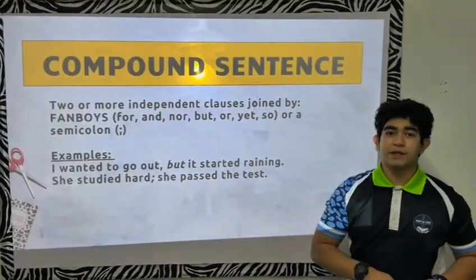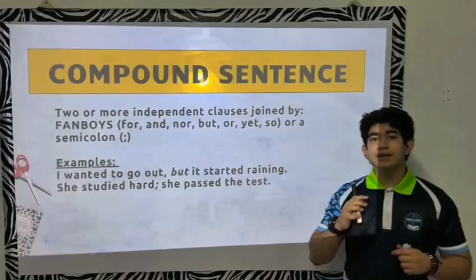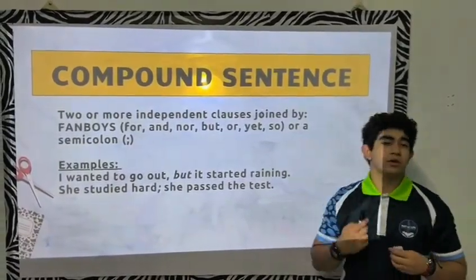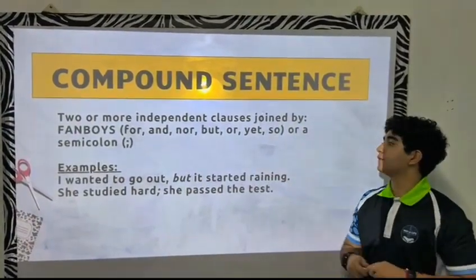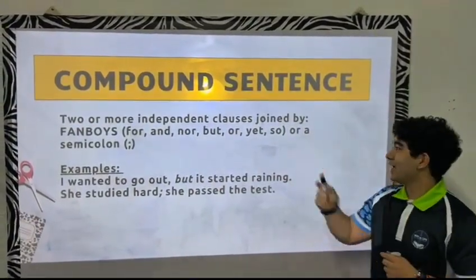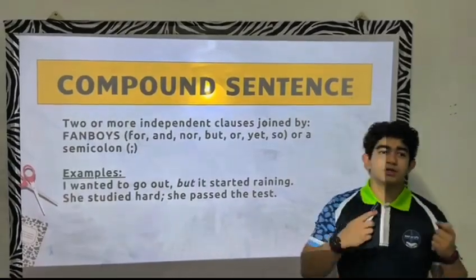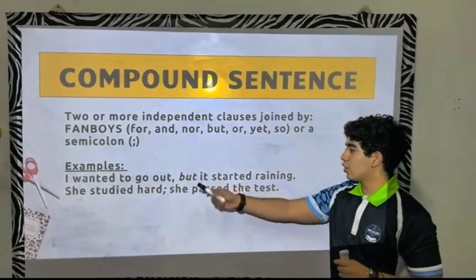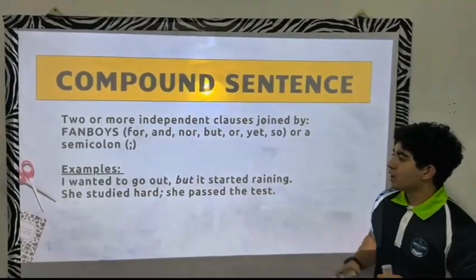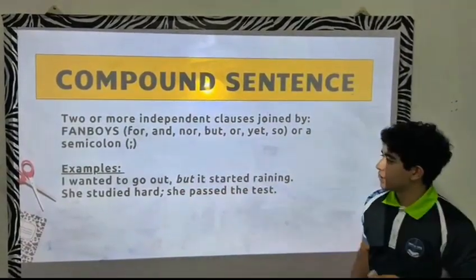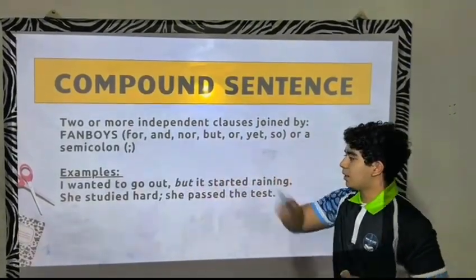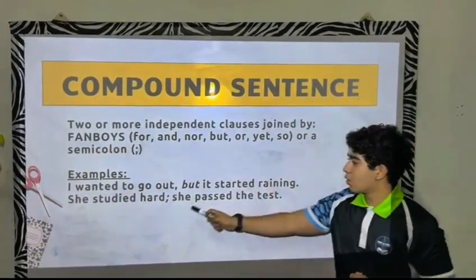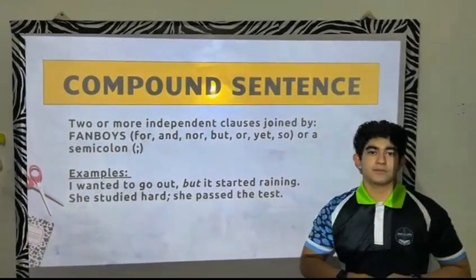The second type of sentence is the compound sentence. It consists of two or more independent clauses that are joined by conjunctions, which are for, and, nor, but, or, yet, and so. Or it could also be joined by a semicolon. Some examples of compound sentences: I want to go out, but it started raining. We identify the two independent clauses joined by a comma and "but." She studied hard; she passed the test. Both independent clauses are joined by a semicolon.